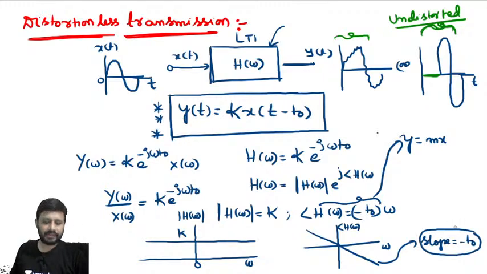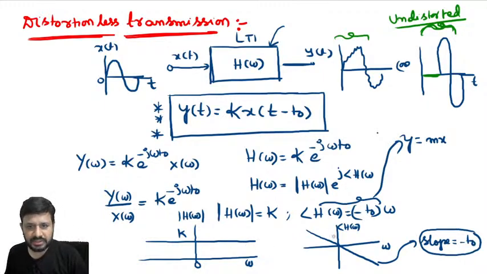So if your magnitude response and phase response are like this, definitely you are going to get distortionless transmission. So what are the conditions for distortionless transmission? Conditions are important. In the GATE exam, they always ask the conditions. Magnitude of the frequency response must be constant, and phase must be a linear function of frequency. So you can summarize like this.